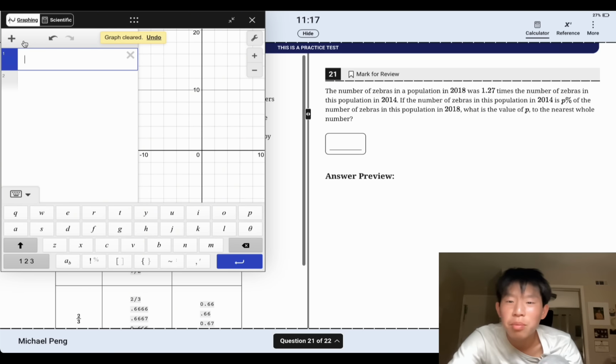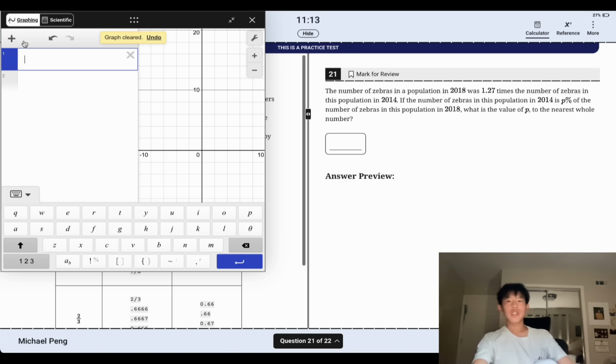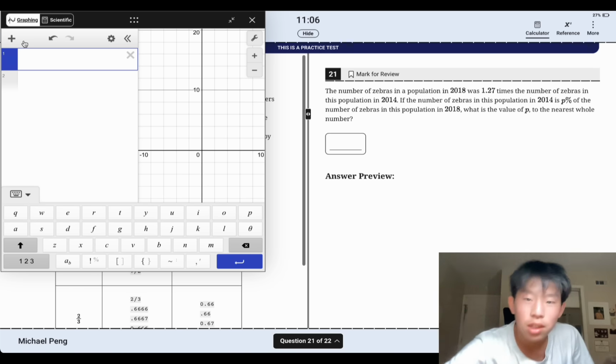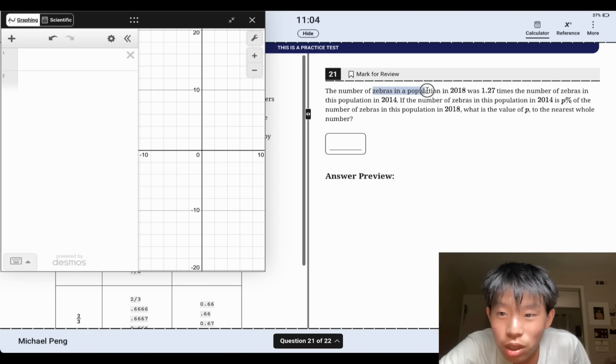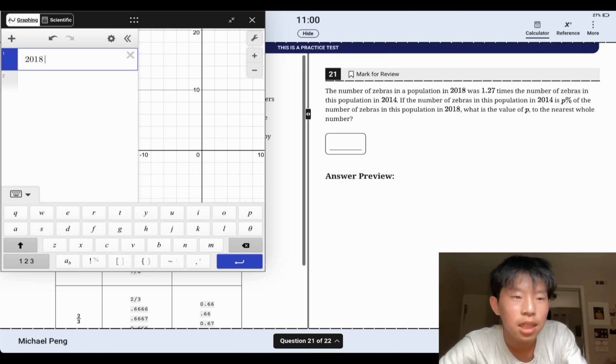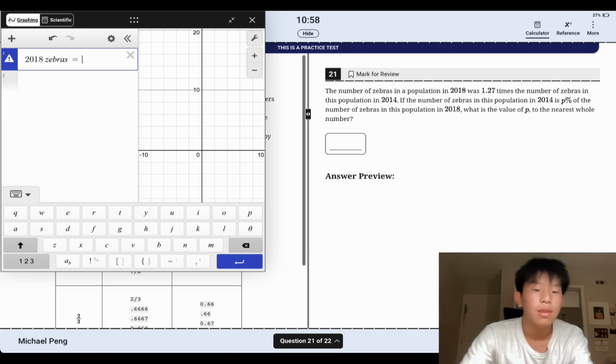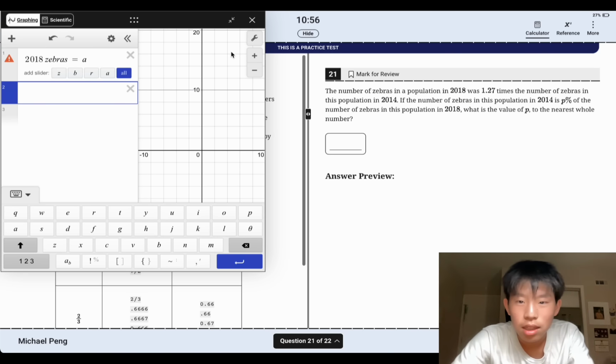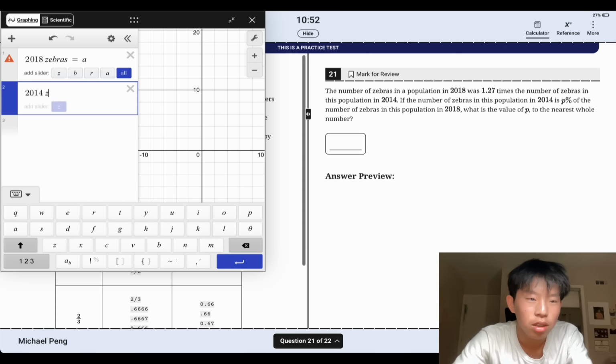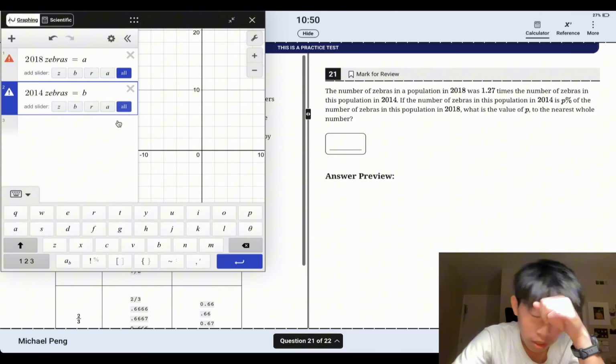Oh, dude, I just love percent questions. You know why? Because you can use Desmos. Tutorial time. Okay, so first of all, let's just assign a couple of variables. It's saying number of zebras in 2018 was blah, blah, blah. So let's just write 2018 zebras is equal to A, okay? And then it's saying population of zebras in 2014, so we're going to write 2014 zebras is equal to B, okay?